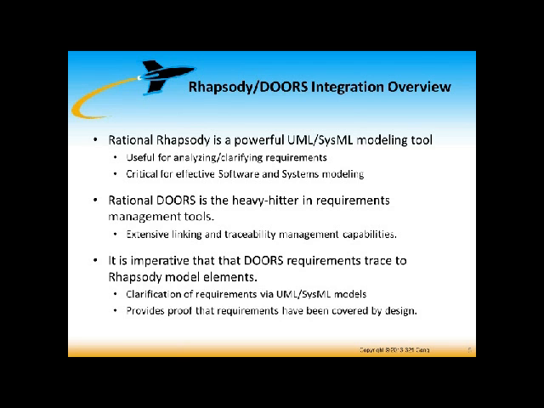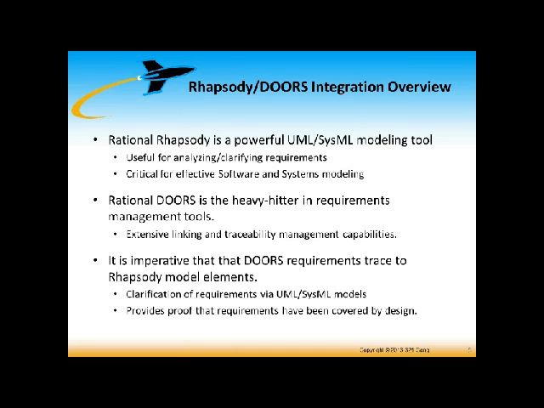Rational Doors, a heavy hitter in requirements management tools. It manages requirements very, very well, but its real power is in its extensive linking capability and the traceability analysis. You know, one of the many things that differentiates Doors from, say, Microsoft Word for requirements management is that traceability capability, to be able to follow the links, report on the links, and so forth. And specifically today, we're going to talk about how to link requirements in Doors into models inside of Rational Rhapsody.